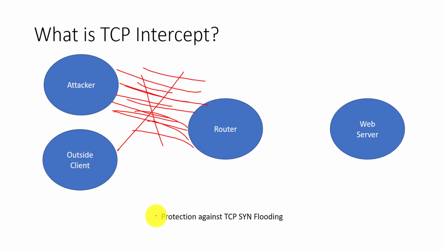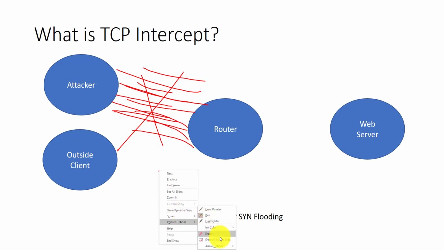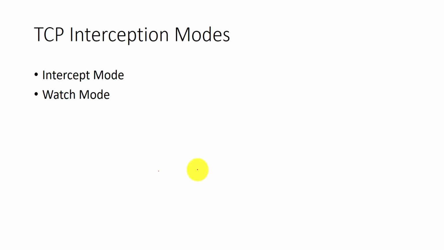Now there are two different modes, which we'll go on to discuss. The two modes are intercept mode, which is enabled by default, which is what I've just been talking about, whereby with TCP interception enabled, the software will basically take on the connection on behalf of the server. And then you also have watch mode, which is kind of like passive mode, if you like.